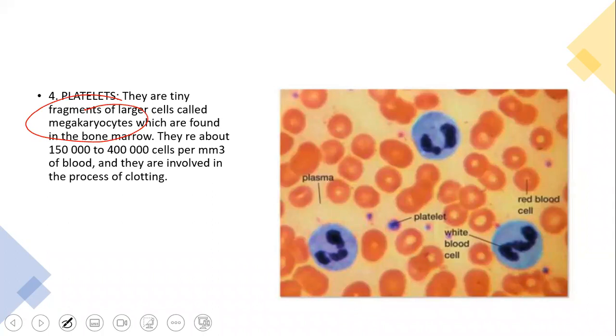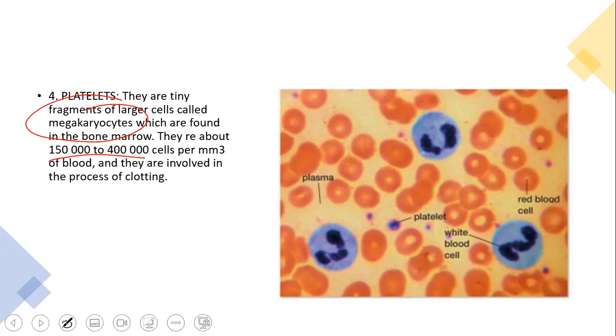That is like the initial form of platelets. So platelets are first made as large cells that we call megakaryocytes. And then these large cells are broken down into small fragments, and those small fragments are going to be known as your platelets. In quantity, they're about 150,000 to 400,000. So approximately 150,000 to 400,000 is the amount of platelets that you're going to find in the blood.